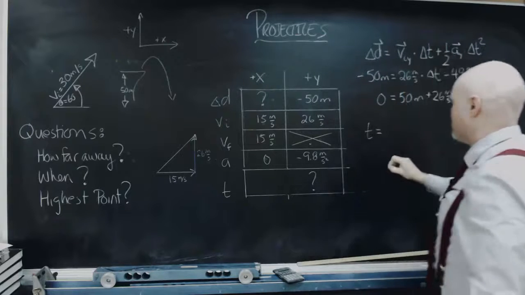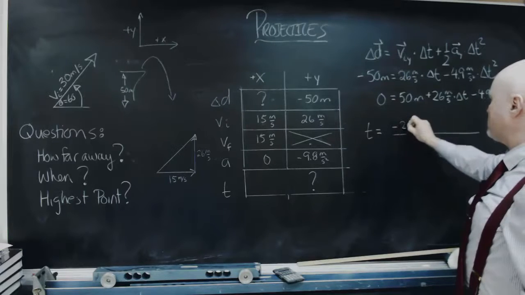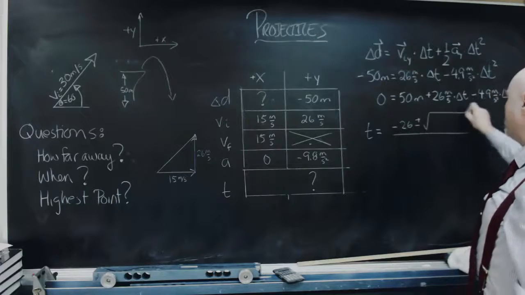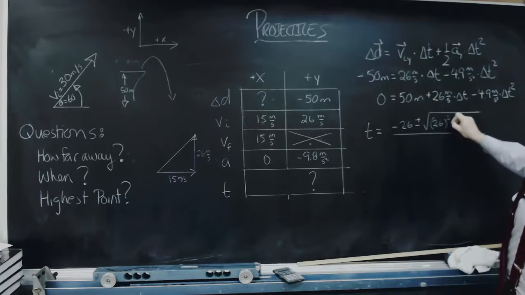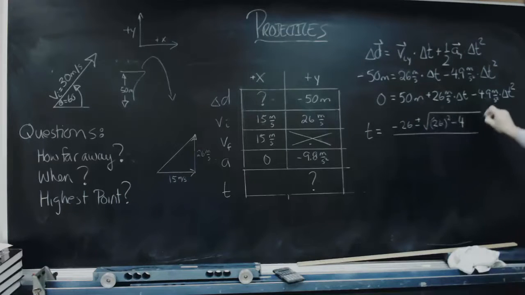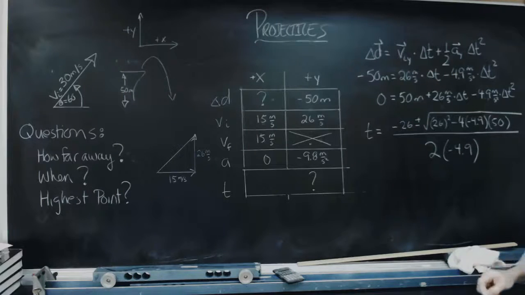So time is equal to negative b, so negative 26 plus or minus the square root of 26 squared minus 4 times a, which is negative 4.9, times c, which is 50, all over 2 times a, which is negative 4.9. So there's my quadratic formula all set up using this as a quadratic relationship.